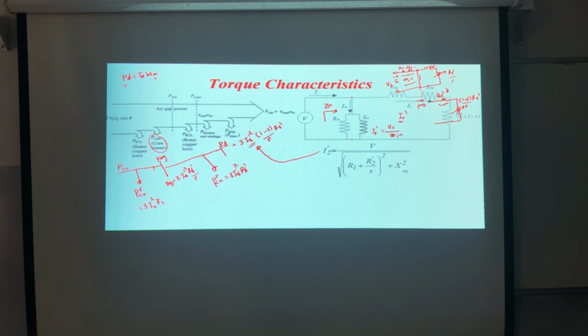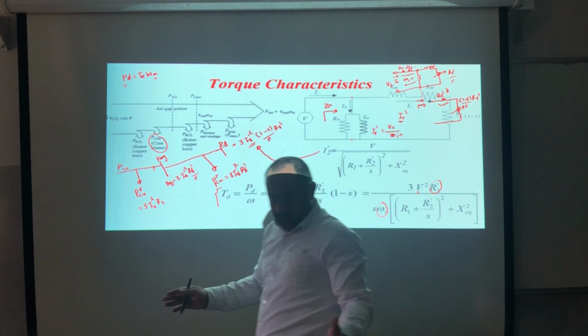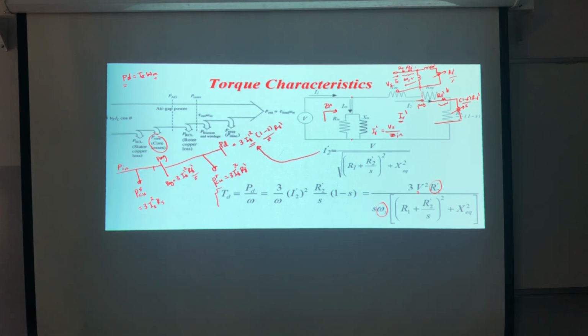If I divide it over omega m, I will get the developed torque. So this is the relation that specifies the relation between the developed torque and the machine variables: the voltage, the rotor resistance, and the frequency. Those are the variables if I need to change. Of course, if I'm not discussing the design stage, which means I will not change the structure of the machine, the only thing I can change is the voltage and the frequency.